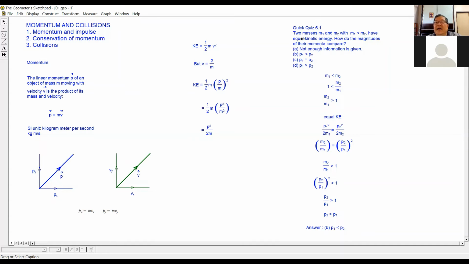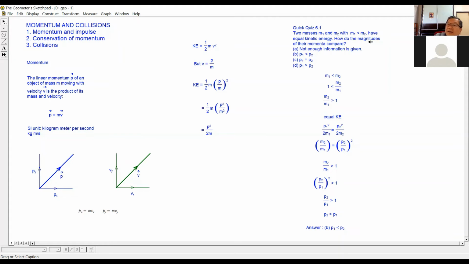So that is why they say equal kinetic energy. One lighter, one heavier. One is moving faster, the other one is moving slower, but they are controlled by their kinetic energy. They have equal kinetic energy. So knowing this, we want to compare their momentum.